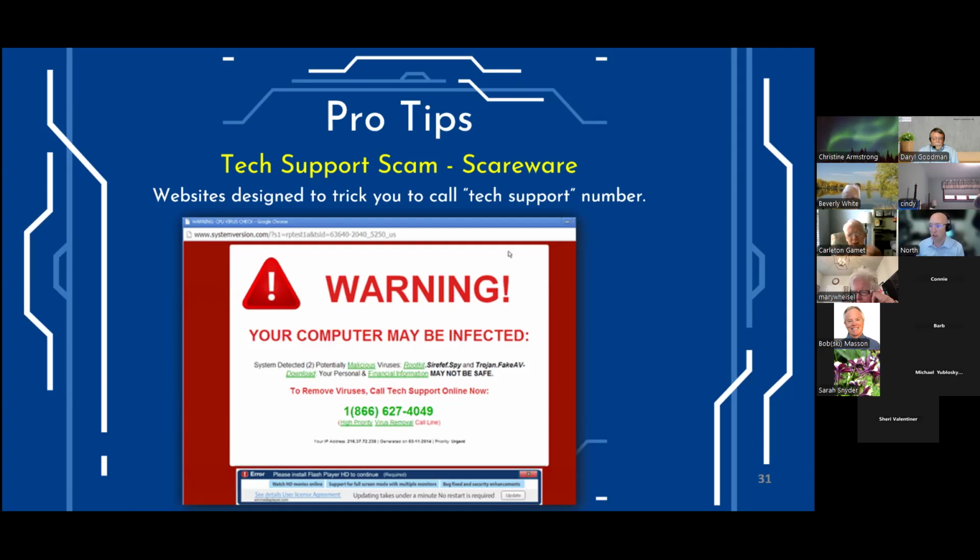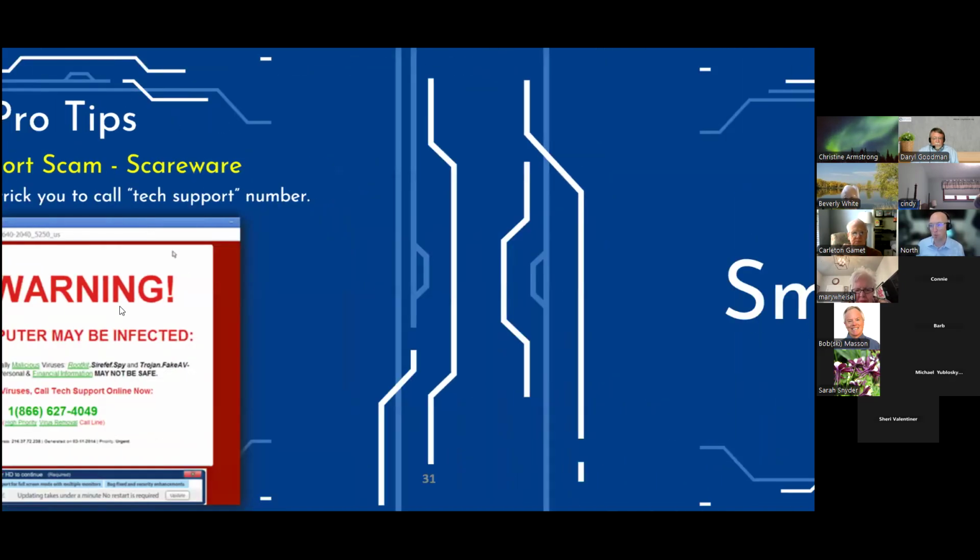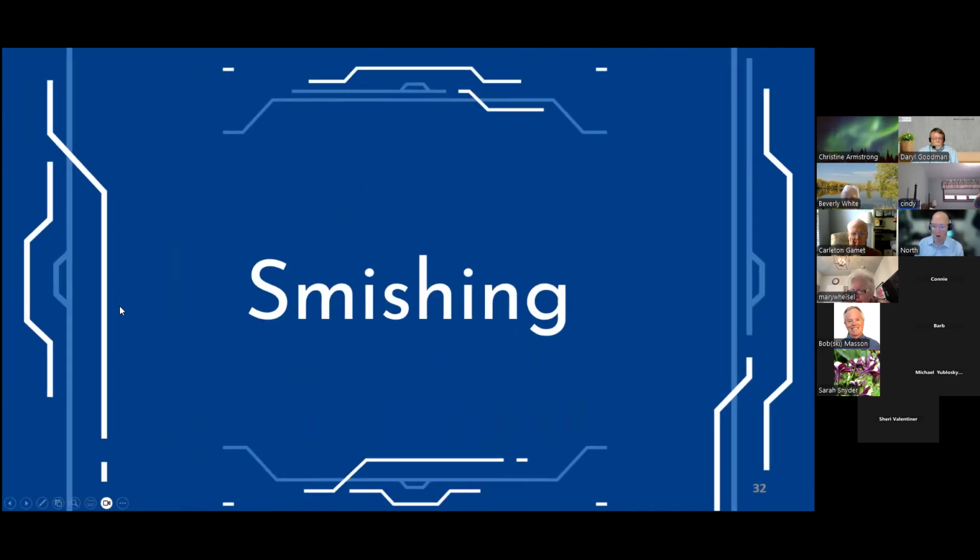Have them look at it. Make sure that your system hasn't caught or picked up anything behind the scenes. But this is 110%, I can't stress this enough. This is one of the most effective ways for scammers to separate you from your money. When you call in, they're going to go through the process of accessing your computer and then accessing your bank account. So 100% of the time, if you see this pop up, call your support person. Do not call the number on the screen.